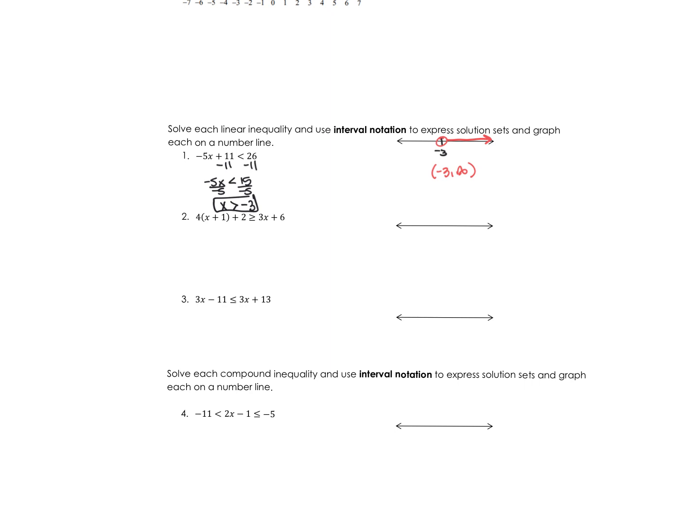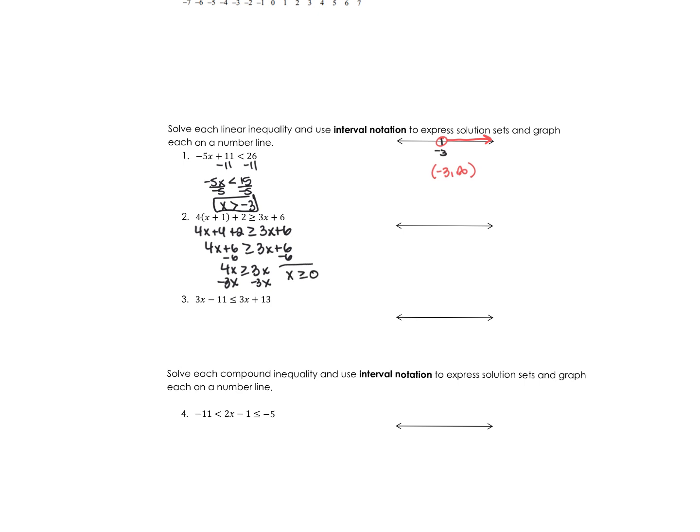For problem number 2 here, we'll start by distributing. So we'll get 4x plus 4 plus 2 is greater than or equal to 3x plus 6. Combine some like terms over here on this side. And then depending on what you do from here, you may choose to do some different steps. I probably would subtract 6 first. And then subtract 3x. And you'll get x is greater than or equal to 0.